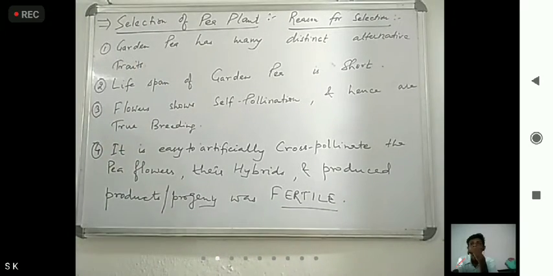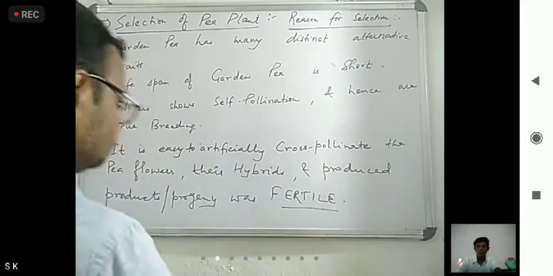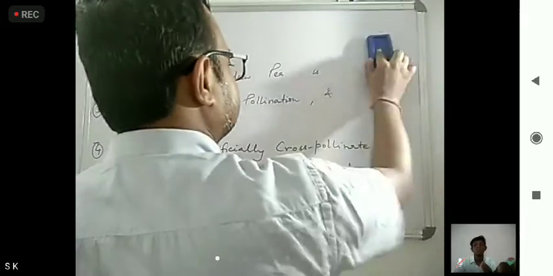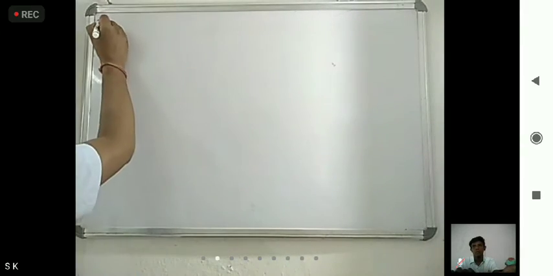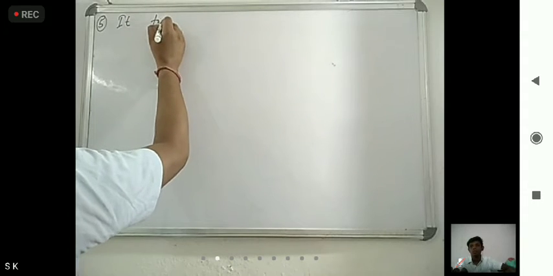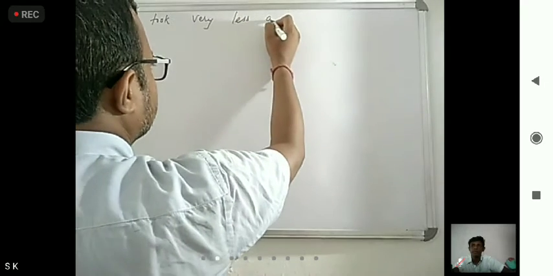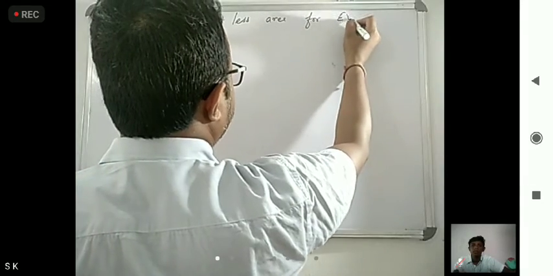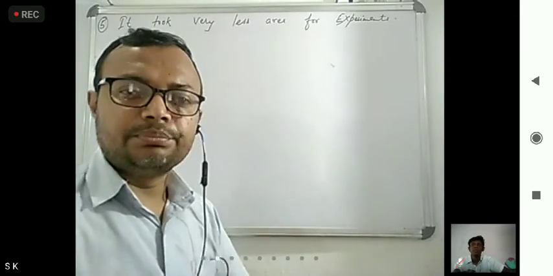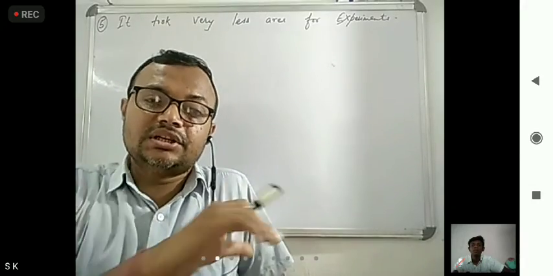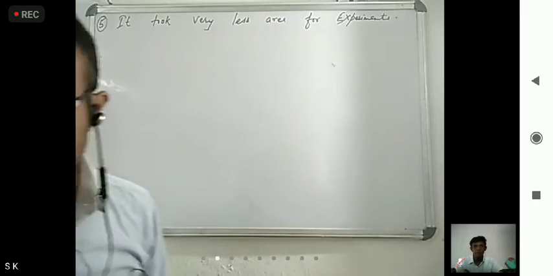Next, it took very less area for experiments. Mendel experimented with his pea plants in the small garden at the back of the church. So it took a very small area for experimental purposes.